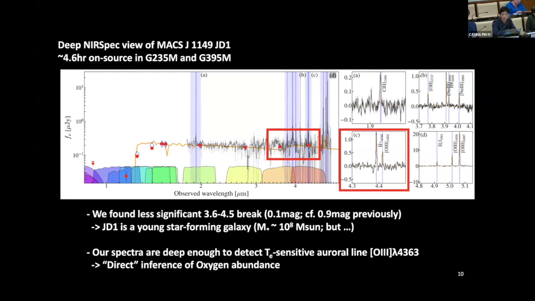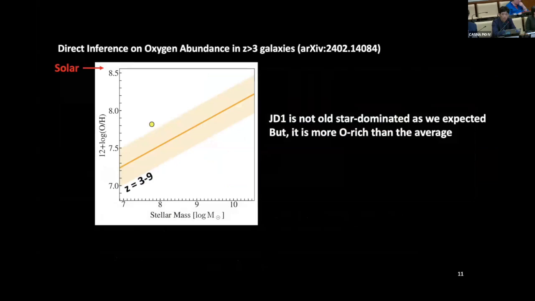We took very deep spectra of this galaxy at redshift 9.1, and we could detect auroral oxygen III lines, which are very sensitive to the temperature of the ISM. So we can measure the temperature, which leads us to the direct measurement of the oxygen abundance. That is very cool. And here I'm showing that JD1 is unique in chemical enrichment. JD1 is located above the mean relation in the stellar mass versus metallicity relation at the same redshift, so it's enriched in oxygen.